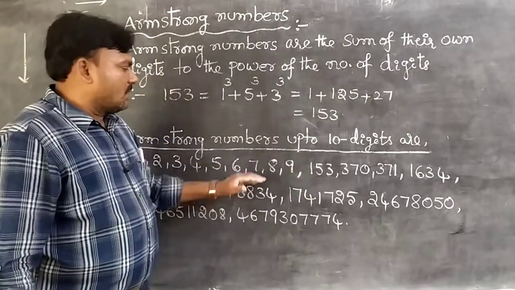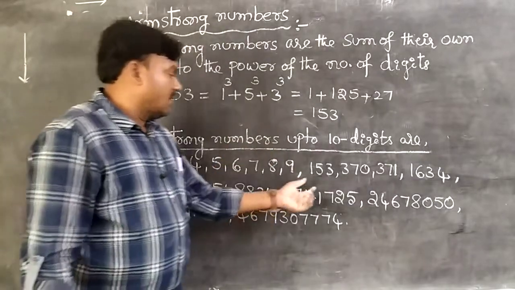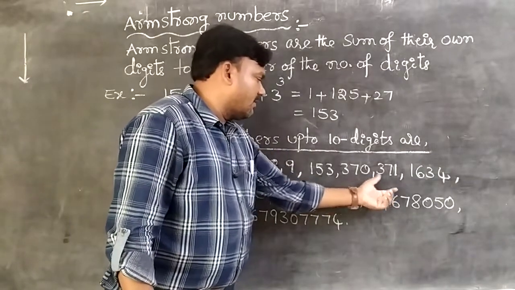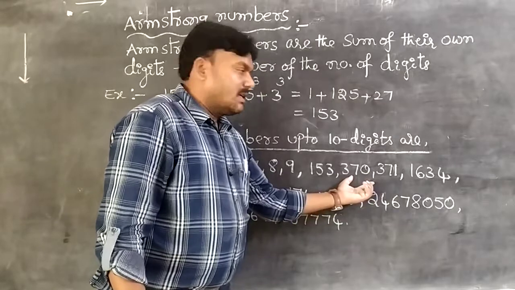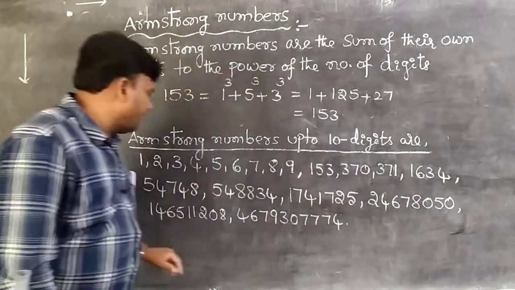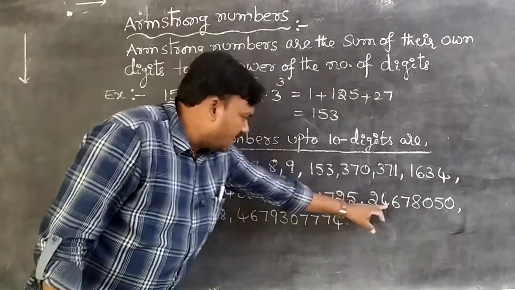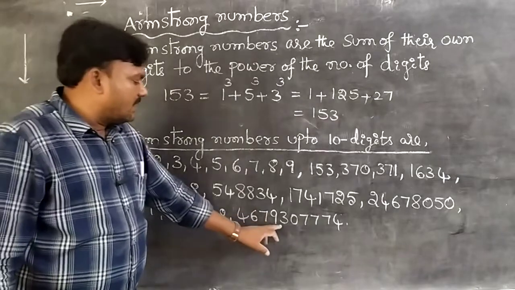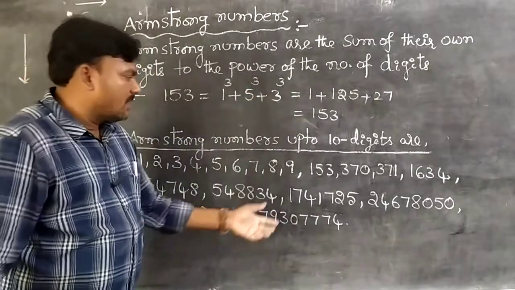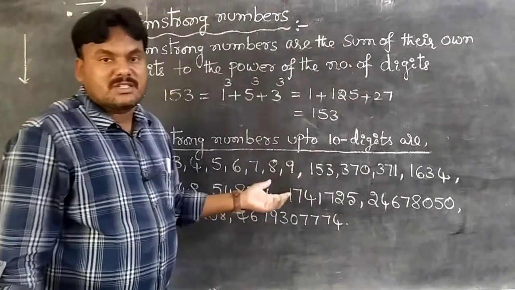Next, 153, 370, 371 are three-digit Armstrong numbers. Next, 4-digit Armstrong numbers, then 5 digits, 6 digits, 7 digits, 8 digits, 9 digits, 10 digits Armstrong numbers are there. Not only these, but also so many 4-digit and 5-digit numbers are there, students.